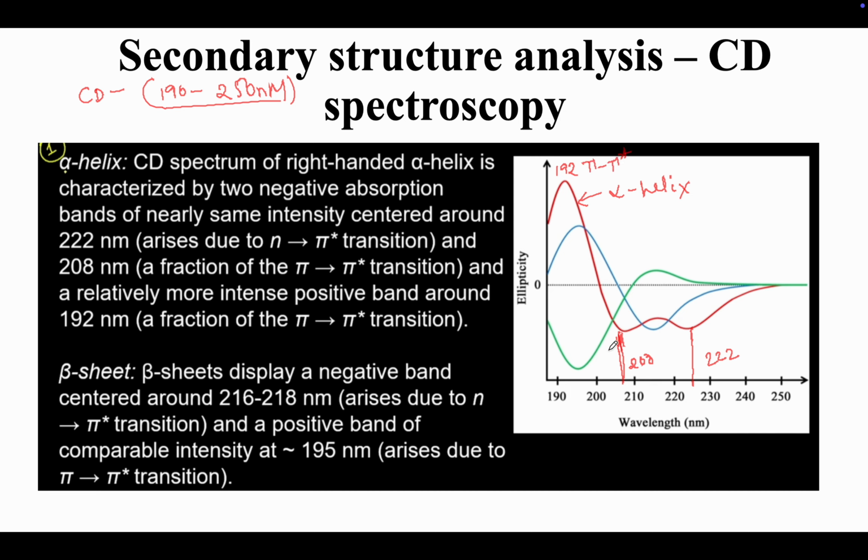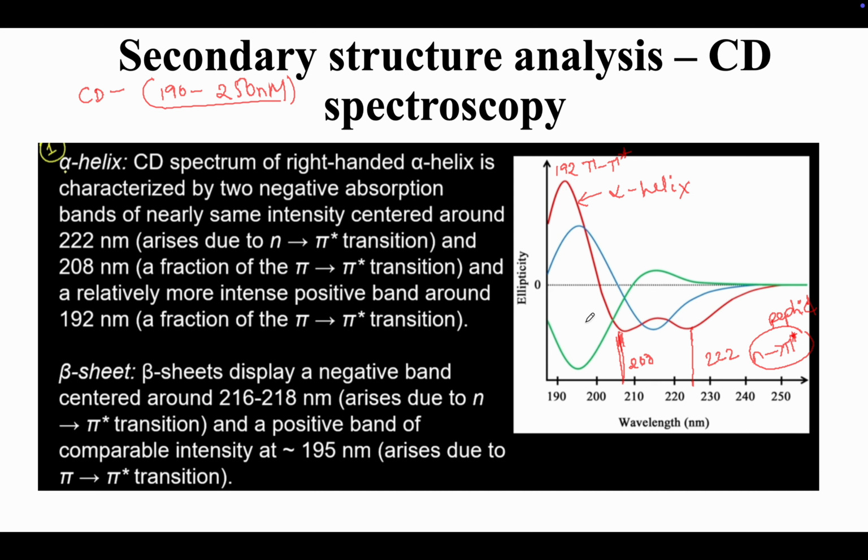Similarly, the 222 peak is due to the n to pi star transition. If you have a peptide bond, this n to pi star transition is generally for the peptide bond in each structure. So the alpha helix will have two negative peaks and one high positive peak.